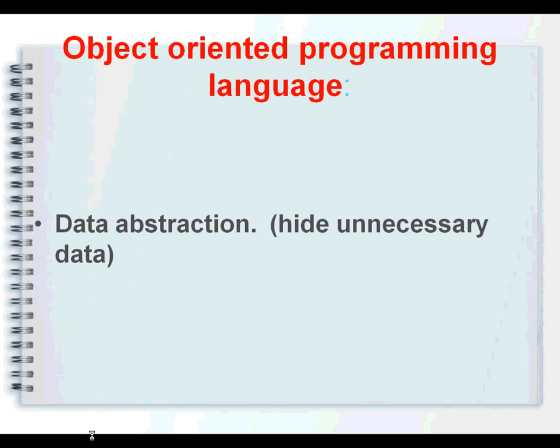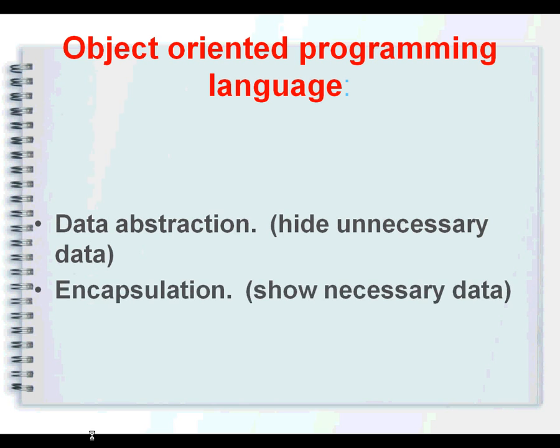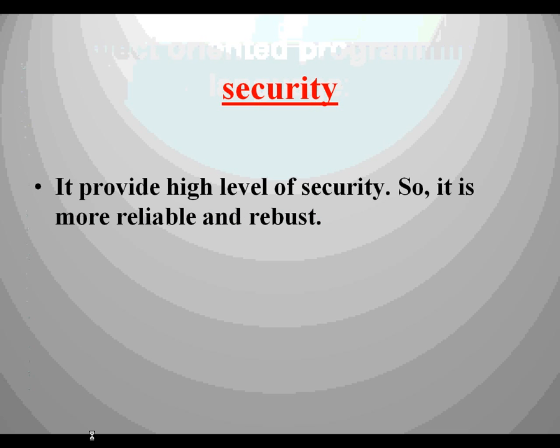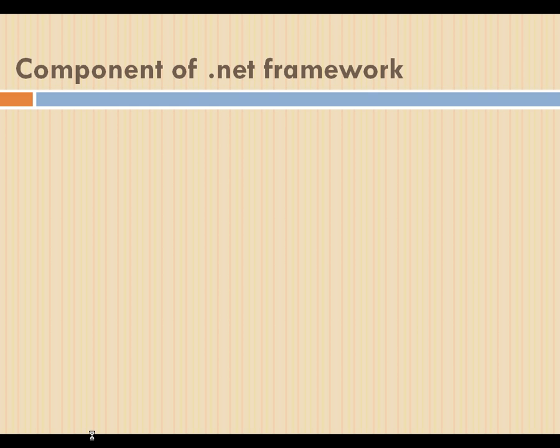NET is an object-oriented programming language. It follows the properties of OOPS like data abstraction, that means hiding unnecessary data. Encapsulation, that means showing necessary data. Polymorphism, that means the same class and function perform different types of tasks. Inheritance, that means we can reuse the code. Security, it provides high levels of security, so it is more reliable and robust. These are some reasons to use the .NET framework.